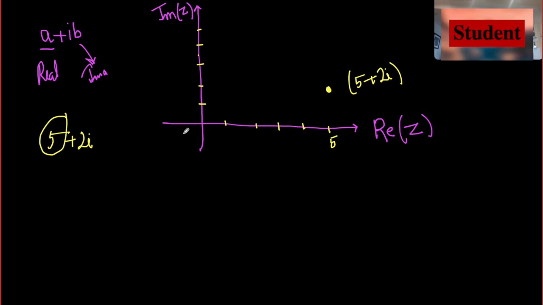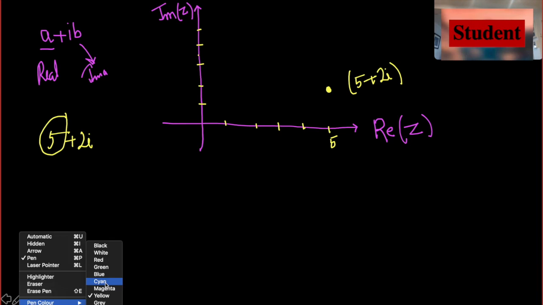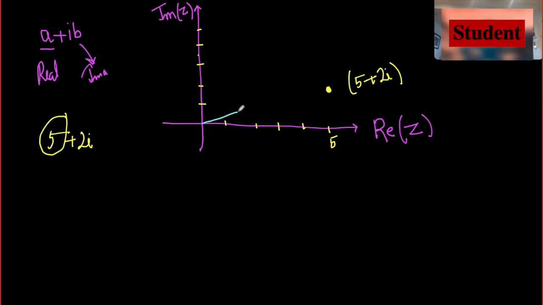Now if you have 5 plus 2i as a complex number, you can connect this to the center. Is that all right? Now this is called mod z. And mod z is the distance from the origin.